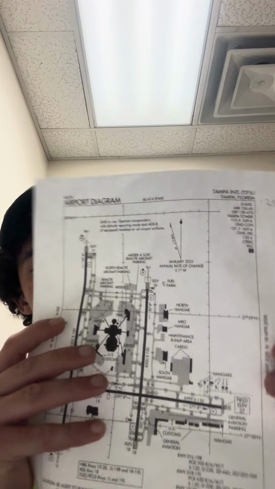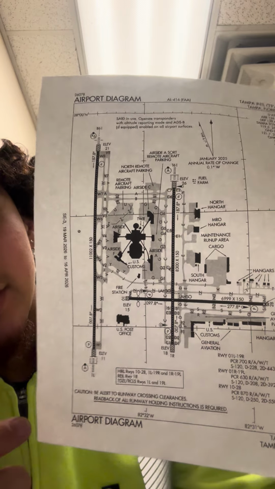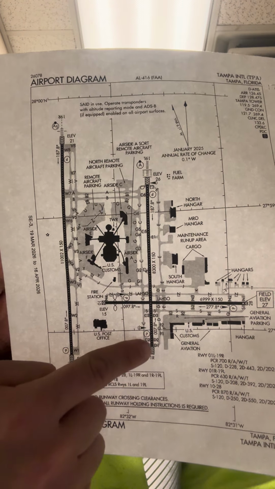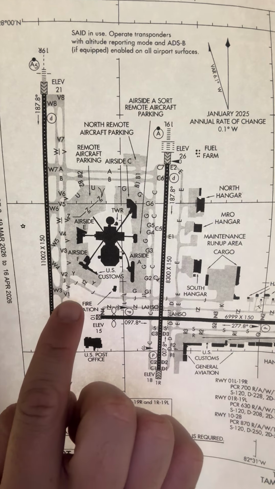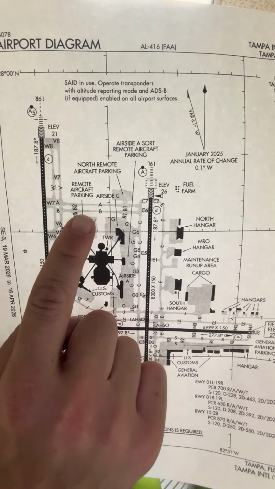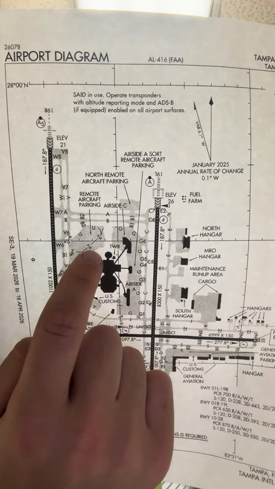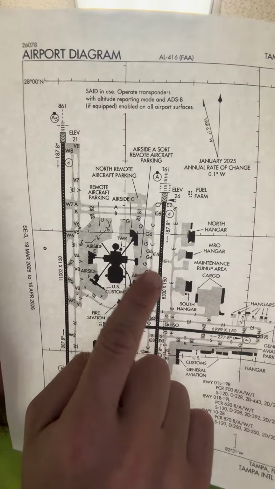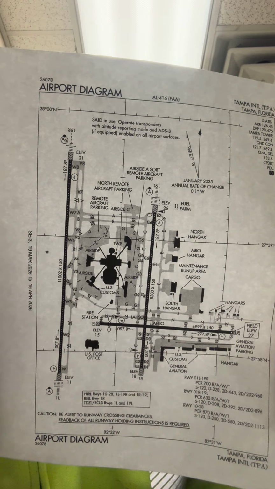Now let's talk about the airport diagram. Here, I'm going to show you not a picture, but a paper of the airport diagram. As you can see, this is the runway, this is another runway, and this is another runway. And if you look closely, you can see all the letters. That means the taxiway. You have Alpha, Bravo, B, Golf, Echo, and yeah, this is the airport diagram, as you can see.